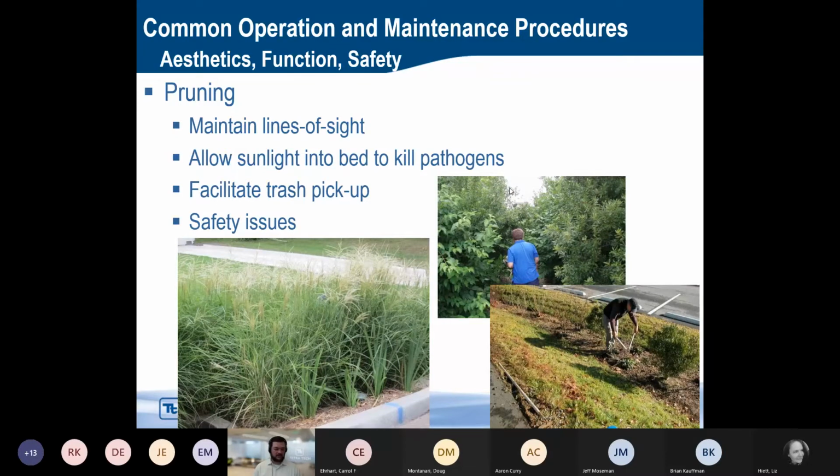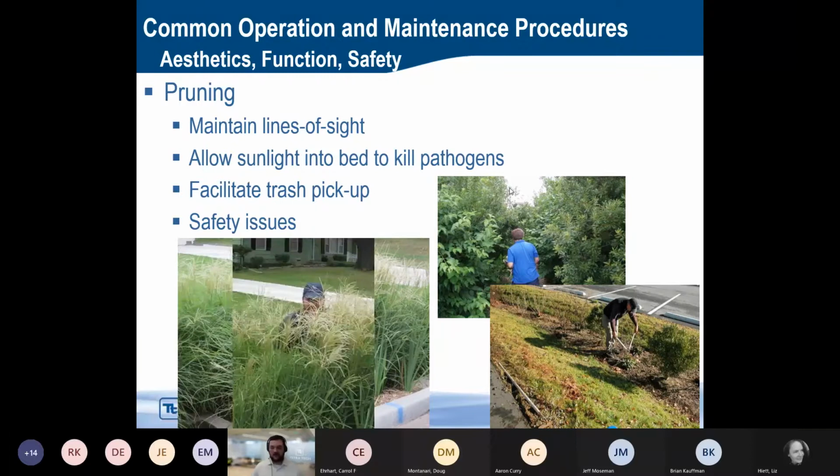We need that sunlight to get into the bed there to help kill the pathogens there. But then it's also safety. So you've got to keep an eye out. You never know who might be lurking in your bioretention area. And so we've got to make sure we're maintaining these for safety again with the public.